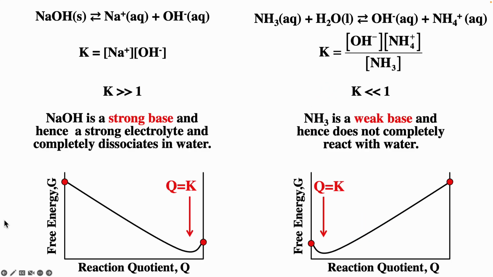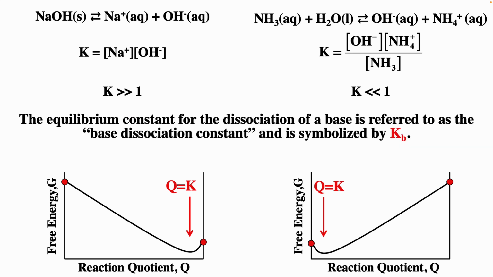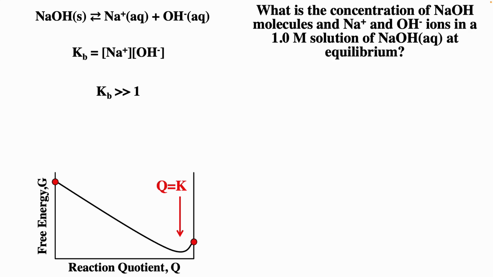And so strong bases completely dissociate, their Kb's are really, really large. They're strong electrolytes. Weak bases, their Kb's are much smaller, only a very small fraction actually react. And again, we can use Kb to characterize the strength of a base. And so what is the concentration of sodium hydroxide molecules and sodium ions and hydroxide ions in a 1 molar solution of sodium hydroxide at equilibrium?